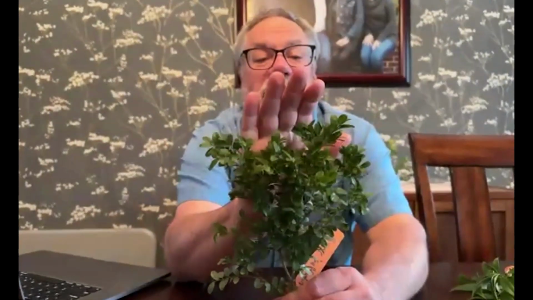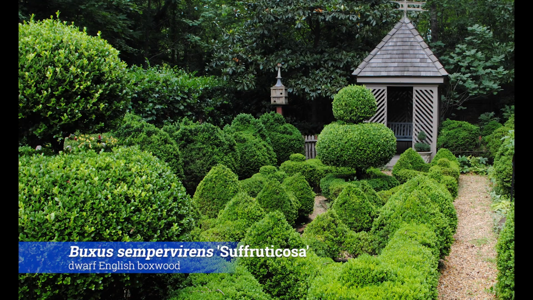Now, what is most often grown, what people know, is this plant. This is a cultivar of Buxus sempervirens. This is Buxus sempervirens suffruticosa. This is what we know as English boxwood or dwarf English boxwood. This is that real typical bushy semi-dwarf boxwood, the real old-fashioned one.